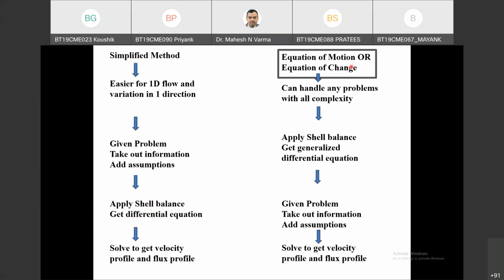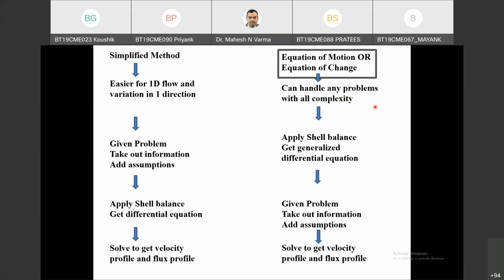The equation of change you can say is a generalized version of this simplified method. It is not different from the shell balance approach; this is the generalized approach. What does generalized approach mean? Most importantly, why are we studying this equation of change? It can handle any problem. If I have multi-dimensional flow with multi-dimensional variation, we can handle it using this equation of change.